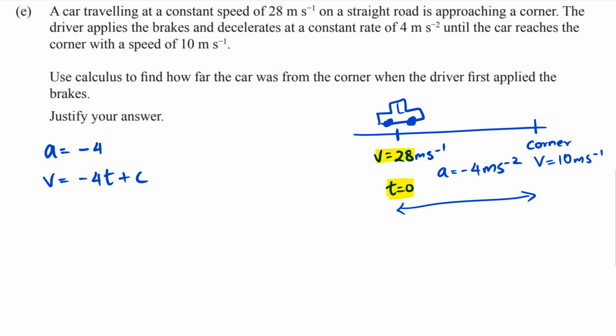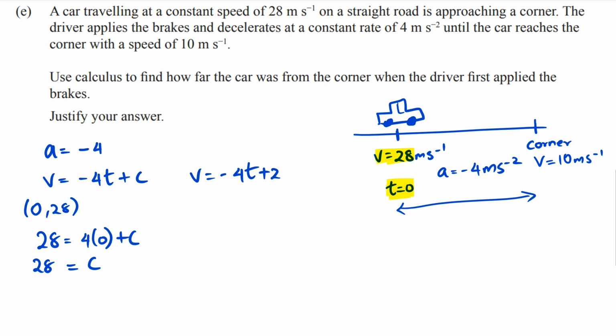So we're going to go to that first information that we have. When t equals 0, velocity equals 28. So when it's 0, 28, we're going to put 28 is equal to -4 times 0 plus c. Therefore, c is equal to 28. So from here, v is equal to -4t plus 28.